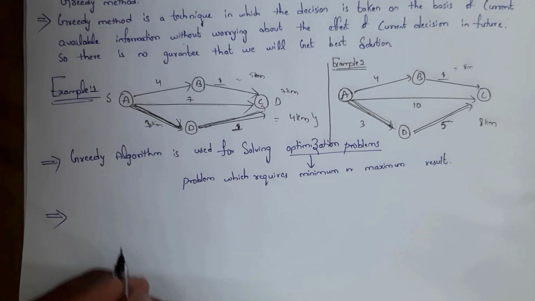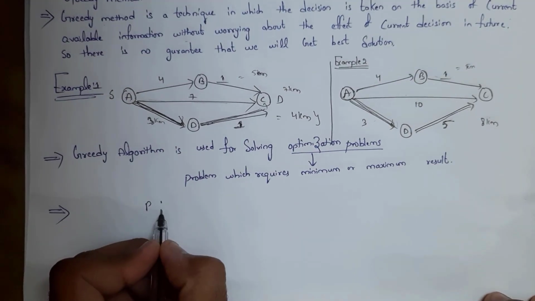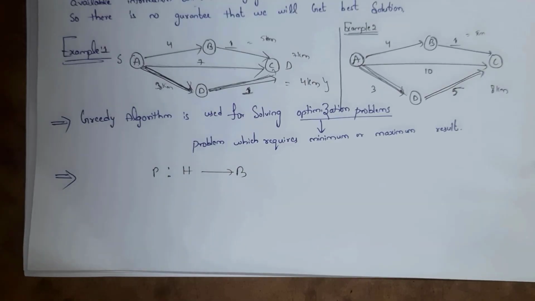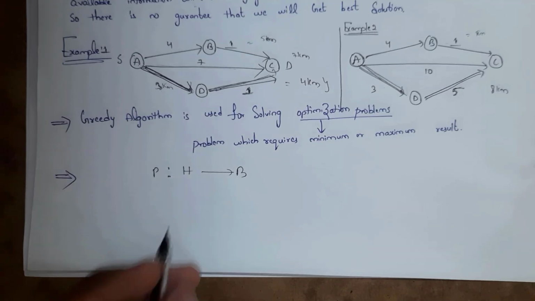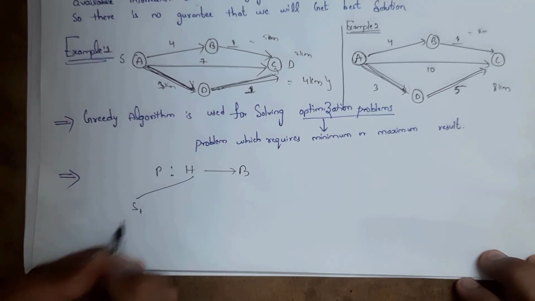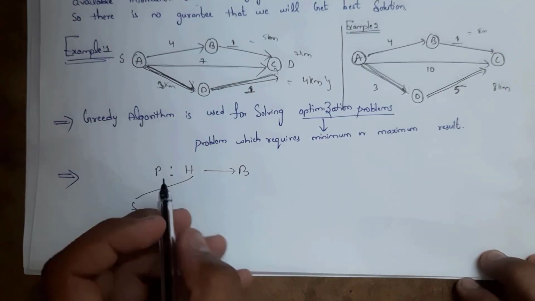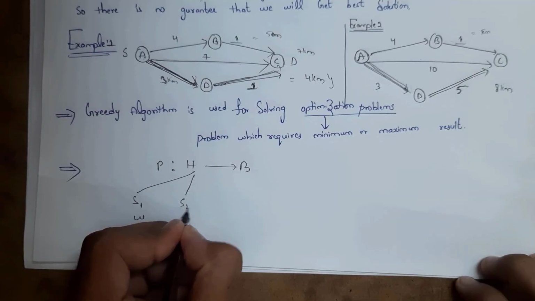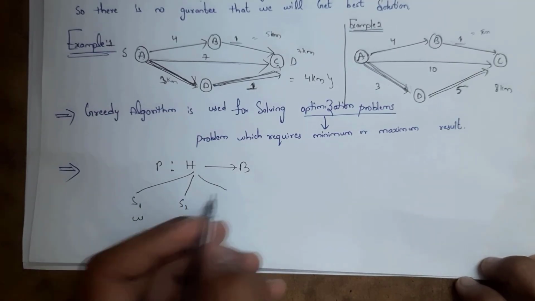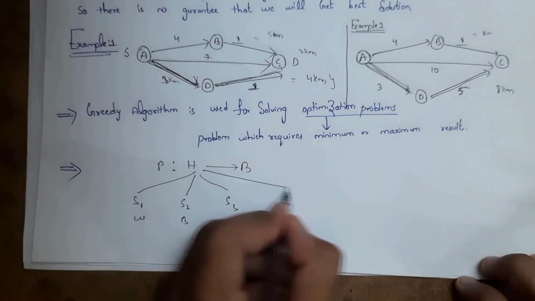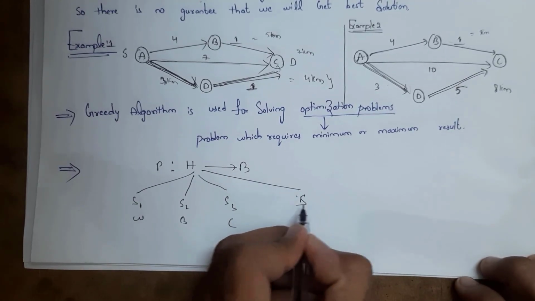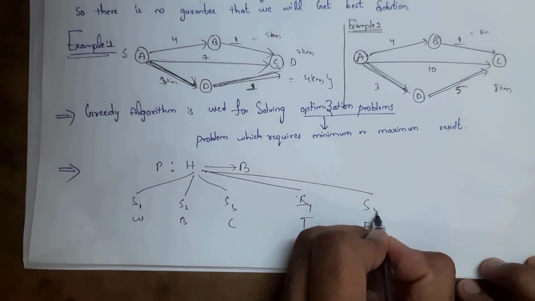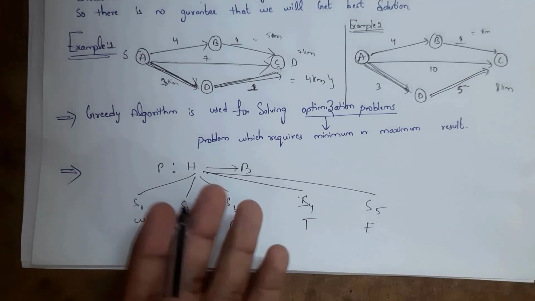Let us consider one problem, an optimization problem. I need to travel from Hyderabad to Bangalore. In how many ways can we travel? By walk, this is solution 1. By using a bike, this is solution 2. Solution 3 is by using a car, and by using a train, this is solution 4. And by using a flight, this is solution 5. These are 5 ways we can travel from Hyderabad to Bangalore.